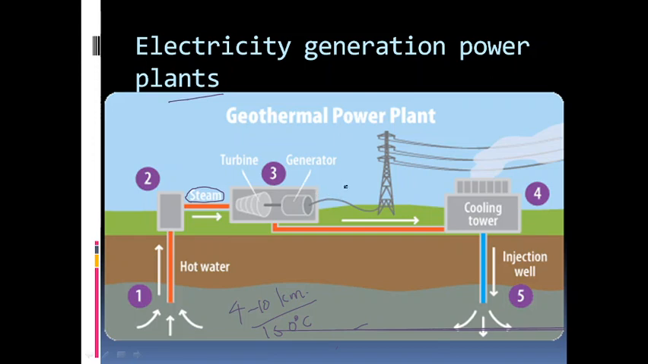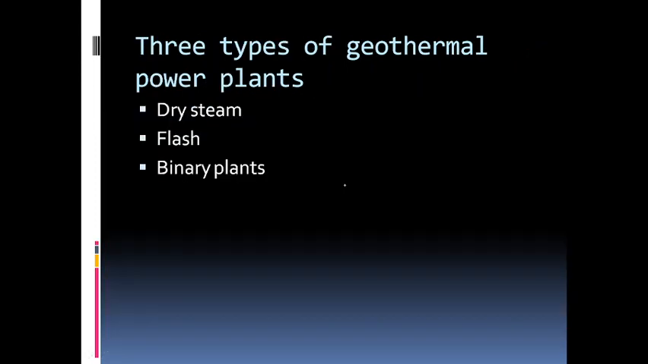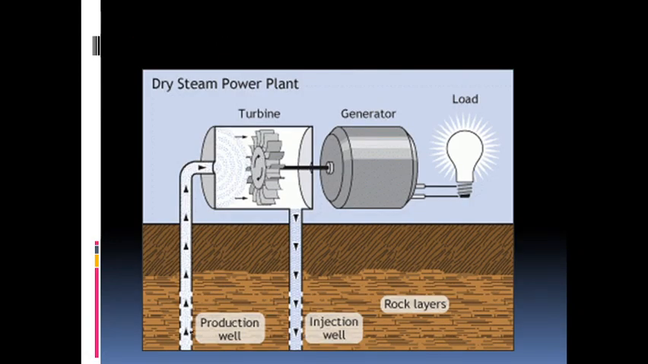There are actually 3 different types of electricity generation power plants based on geothermal energy. They are dry steam, flash and binary plants. In dry steam, from the well we get the steam directly, and this steam is used to turn a turbine which will generate electricity, and the water is fed back into the well itself.